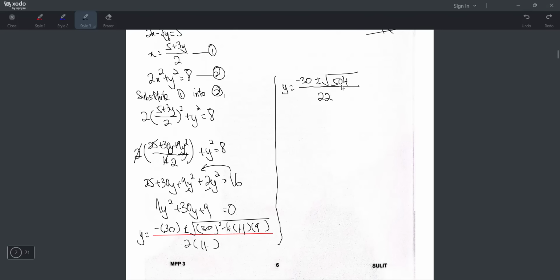But what if it's not 0, but instead a positive number? Well, you have 2 different roots because the square root got plus minus. So you end up with negative 30 plus square root 504 over 22. That's the first answer. And I'll just give you the answer now. It will be negative 0.343. And for the other answer, it will be negative 30 minus square root 504 over 22.